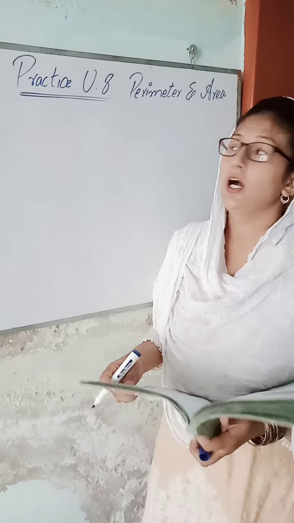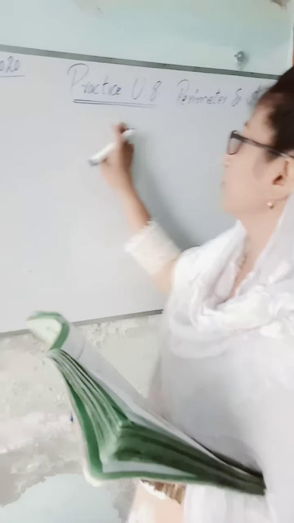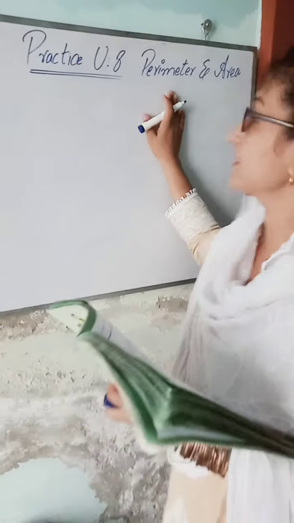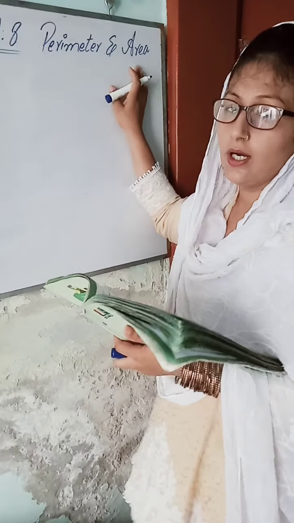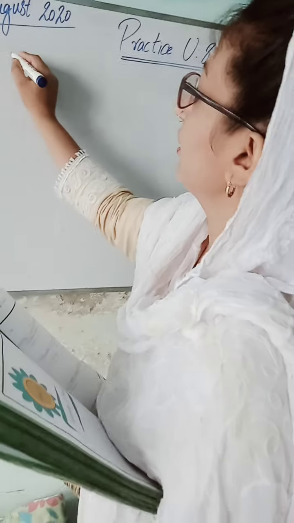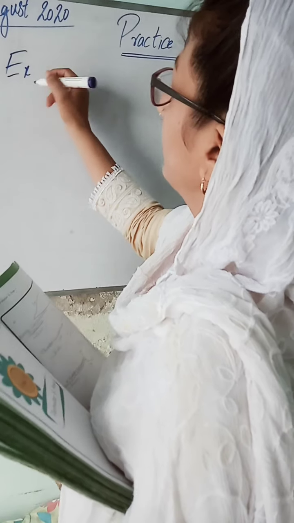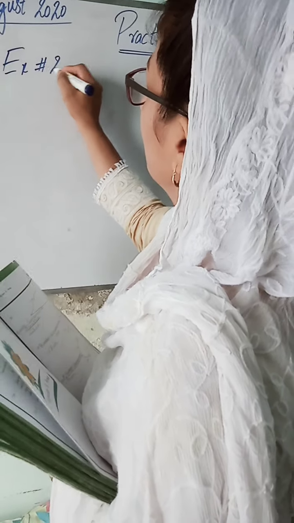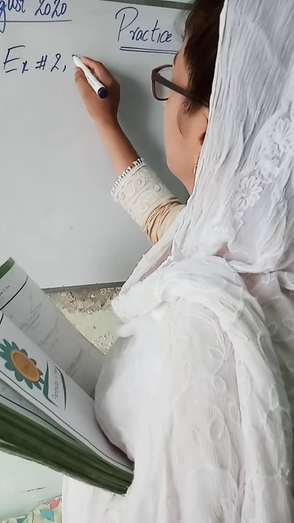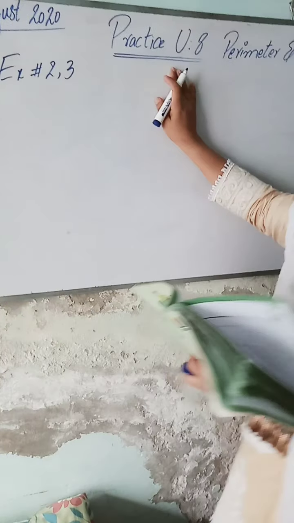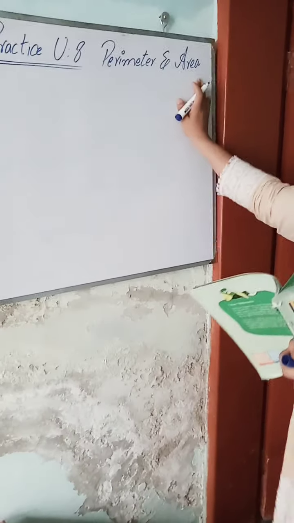Students, today we will practice unit number 8, which is about perimeter and area. In this unit we will practice exercise number 2 and exercise number 3. But first of all, I am telling you what a perimeter is and what an area is.